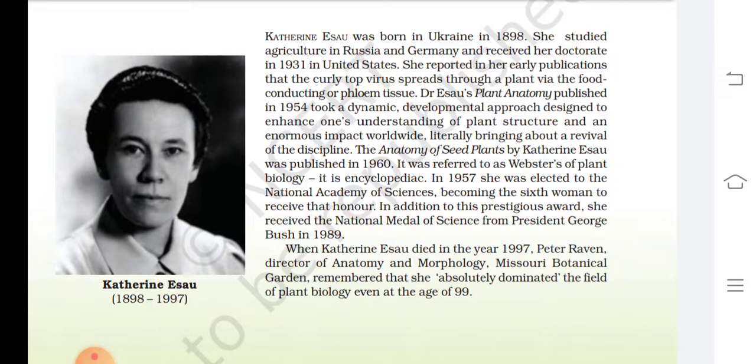The Anatomy of Seed Plants by Katherine Esau was published in 1960. It was referred to as the Webster of plant biology. It is encyclopedic. In 1957, she was elected to the National Academy of Sciences, becoming the sixth woman to receive that honor. In addition to these prestigious awards, she received the National Medal of Science from President George Bush in 1989. When Katherine Esau died in the year 1997, Peter Raven, director of the Missouri Botanical Garden, remembered that she absolutely dominated the field of plant anatomy and morphology even at the age of 99. Katherine Esau was born in 1898 and died in 1997.